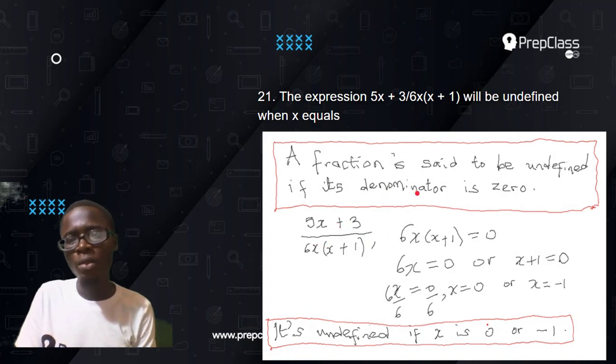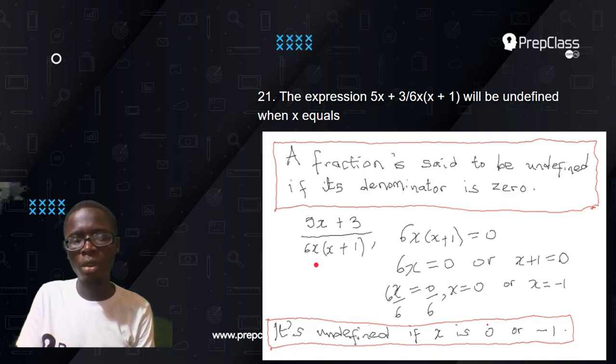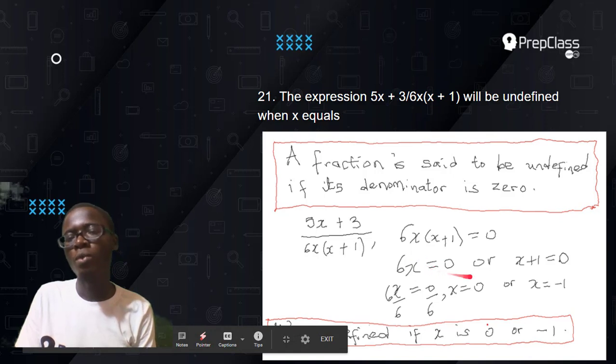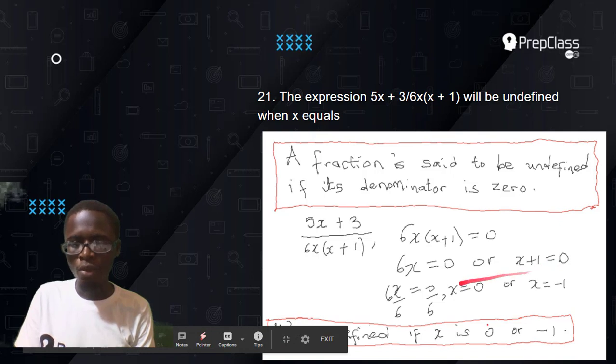So a fraction is said to be undefined if its denominator is 0. So we simply need to look for conditions in which this whole expression is going to be 0. So that is what we have here. And as you can see, 6x(x + 1) is equal to 0. It simply means that this 6x here is either the 0 or the bracket expression is going to be the 0 we're looking at. So looking for the value of x here, you divide both sides by 6, and you discover that your x is equal to 0.